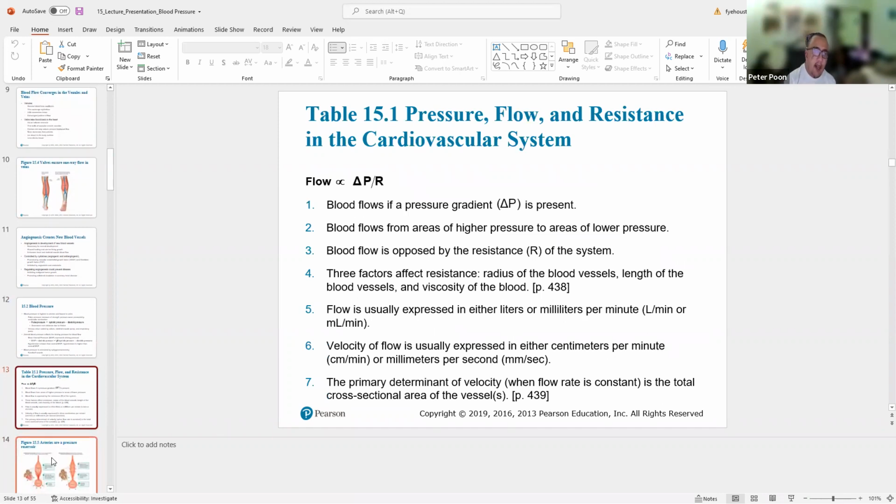The next thing you have to know, flow. Flow is directly proportional to change in pressure over the resistance. So the greater the change in pressure, the greater the flow. The more resistance, the less the flow.